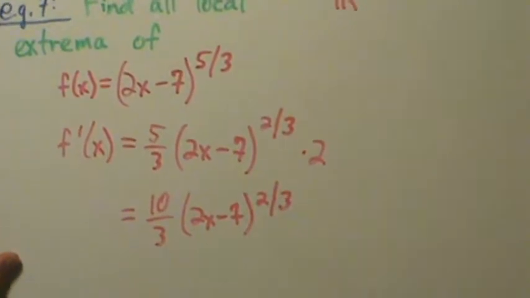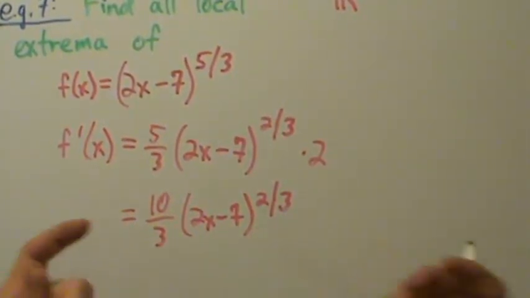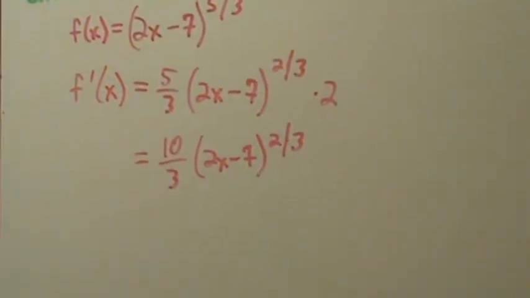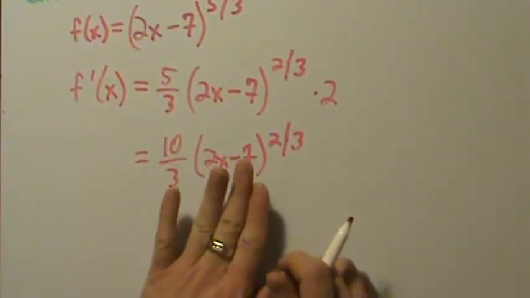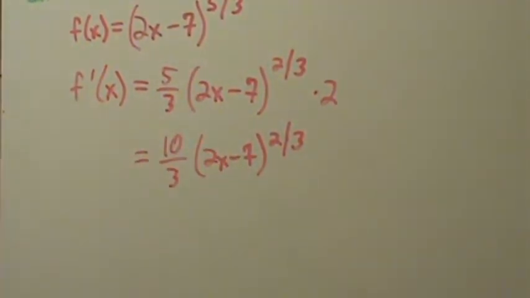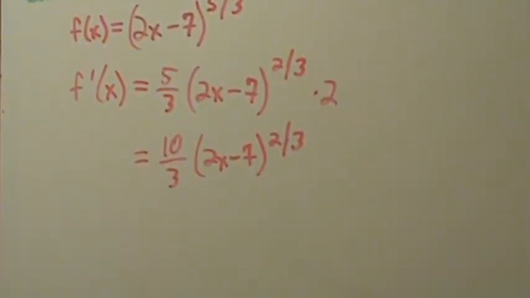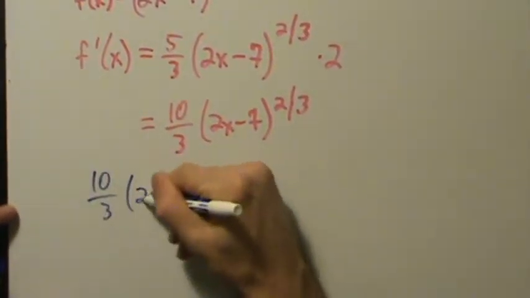Now we want to find critical points, so we want to know when this is 0 and when it is undefined. Is this ever undefined? No, we can take any number, multiply by 2, subtract 7, raise to the 1/3 power, and then raise to the 2nd power. We can do that with any number. So this derivative is defined for all real numbers, so it's never undefined. The only places where we're going to have a critical point is when it's 0. So let's set it equal to 0 and solve for x.